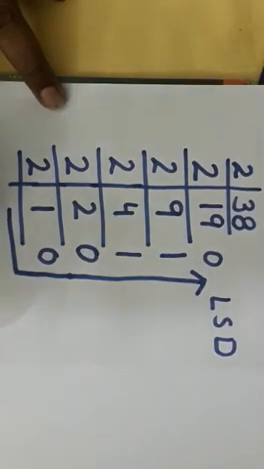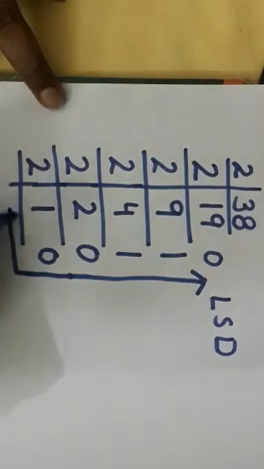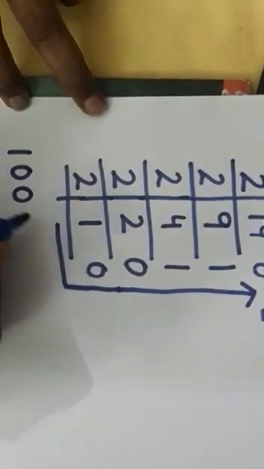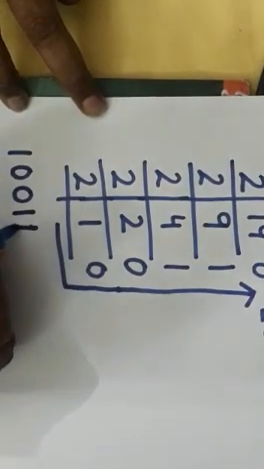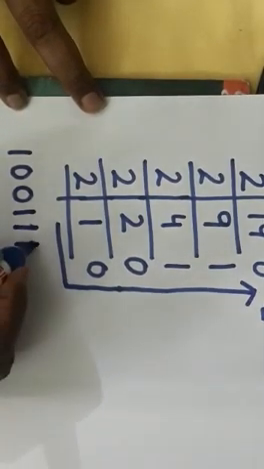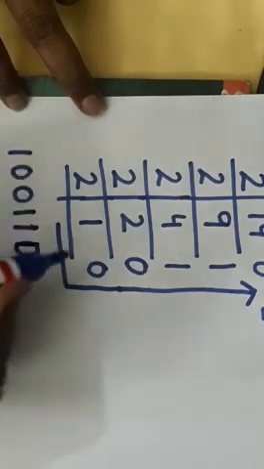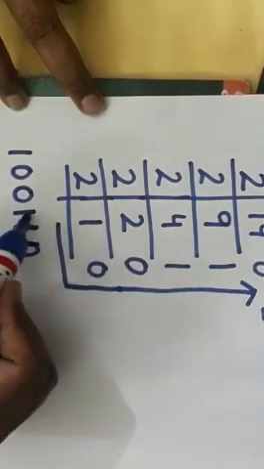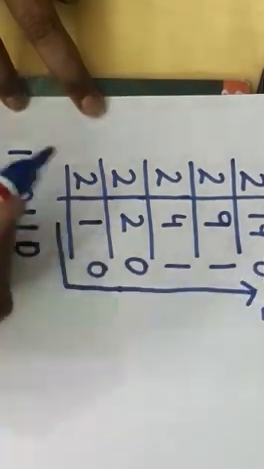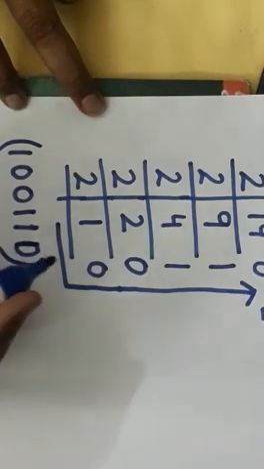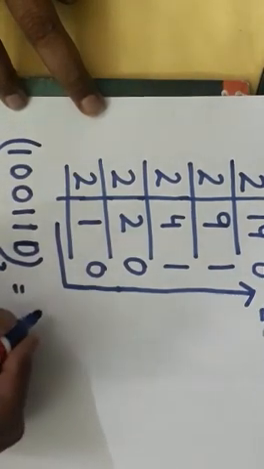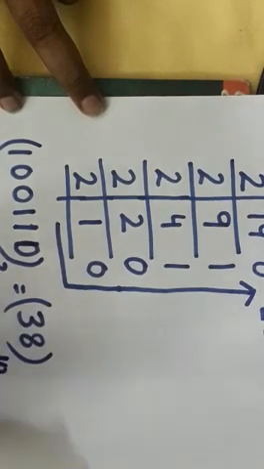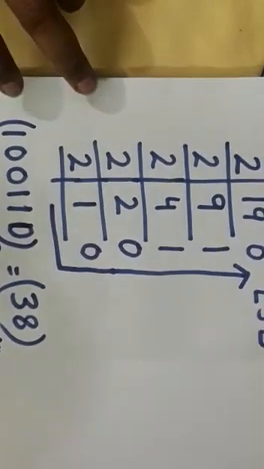So how do we write the answer? Starting from here, 1 0 0 1 1 0. Sorry. So can you match? 1 0 0 1 1 0. So it is equivalent to how much? 38. So this way you can solve this.